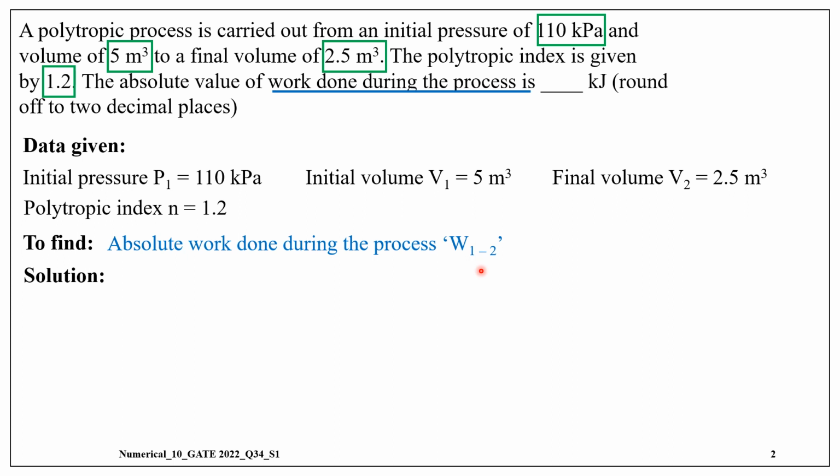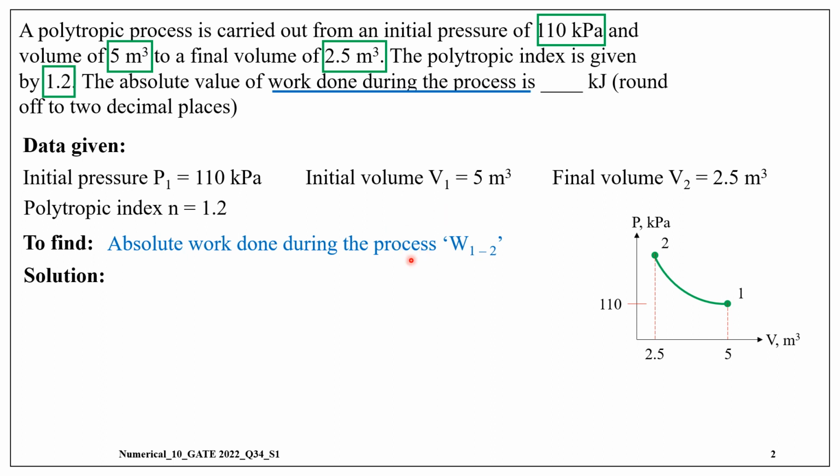This process can be plotted in a PV diagram. At state 1, volume is 5 meter cube. At state 2, volume is 2.5 meter cube. Therefore, it is a compression process. The pressure at state 1 is given as 110 kPa. The value of pressure at 2 is not given.